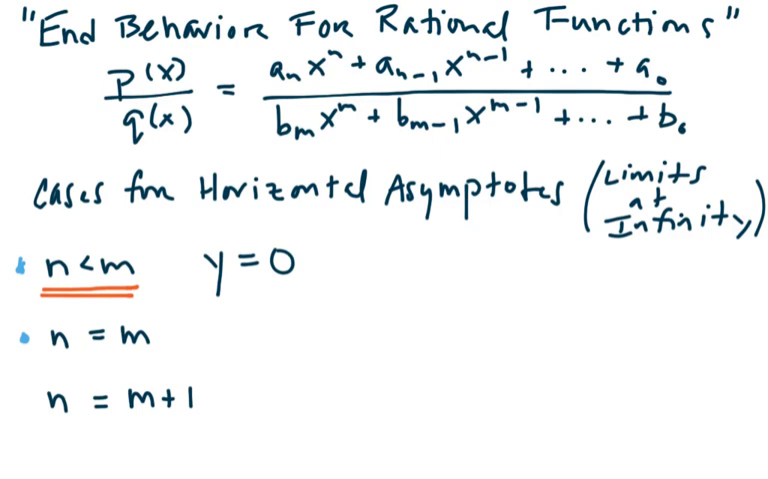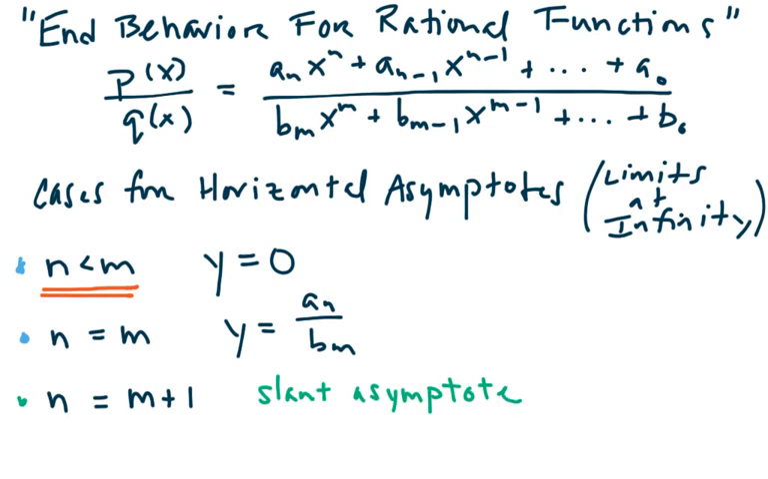If the degree of the numerator equals the degree of the denominator, well then the horizontal asymptote is a sub n over b sub m. It's the ratio of the leading coefficients. And then this isn't the last case here, I'll mark it in green. We don't have a horizontal asymptote here. Here we'd have a slant asymptote. Okay. So with a slant asymptote, that occurs when the degree of the numerator is 1 larger than the degree of the denominator.